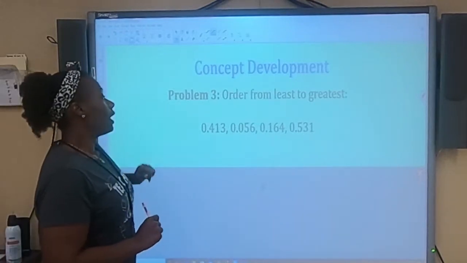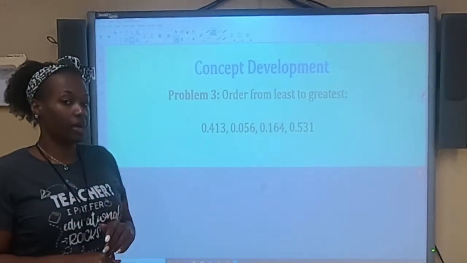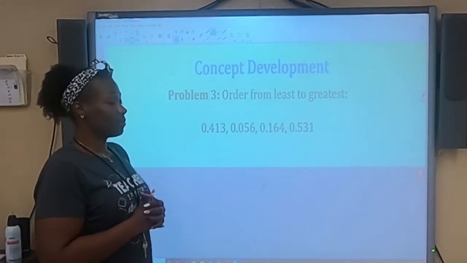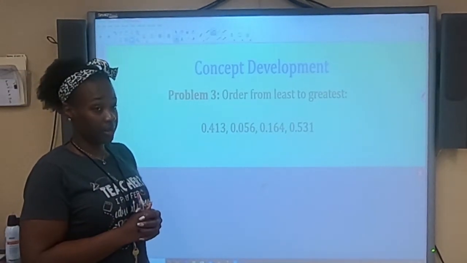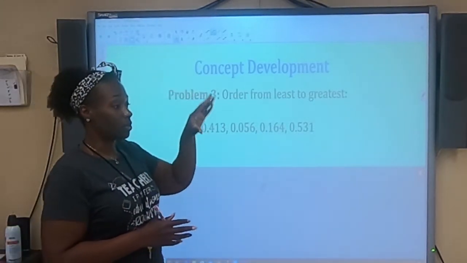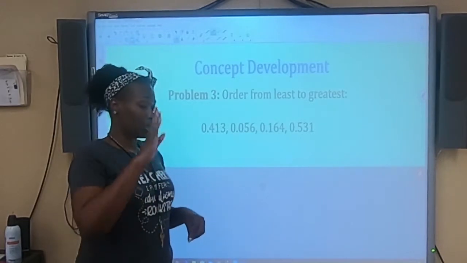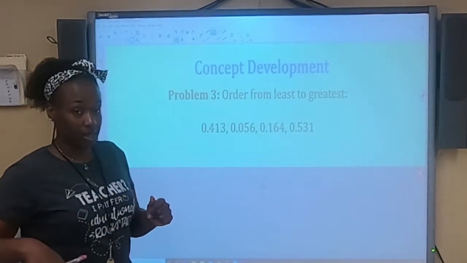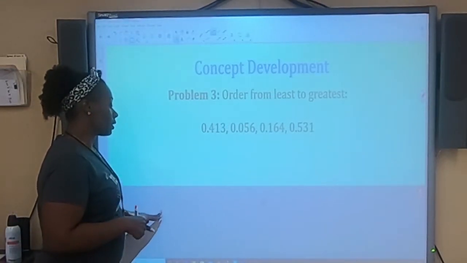Okay. Now we're going to move on to ordering from least to greatest. Once again, lining them up is a very important part in ordering and comparing. It gets all of your place values together. When you line them up, all of your ones are in the same place, all of your tenths are in the same place, all of your hundreds are in the same place, all of your thousands are in the same place. So for this one, I'm going to line them up.